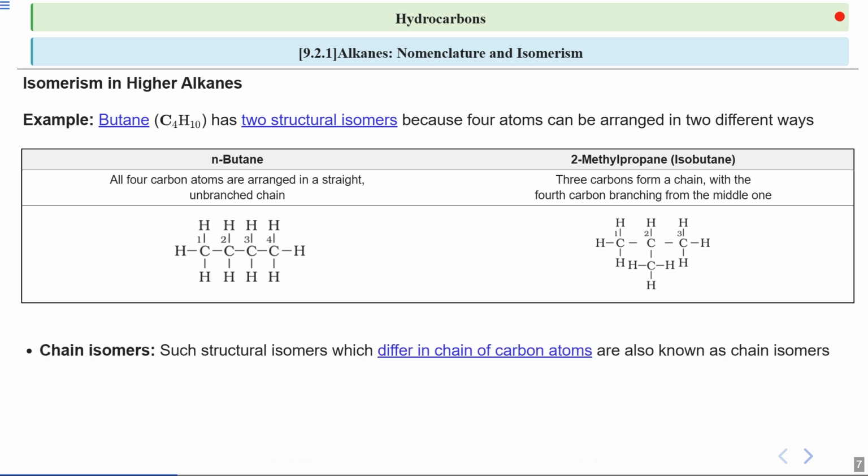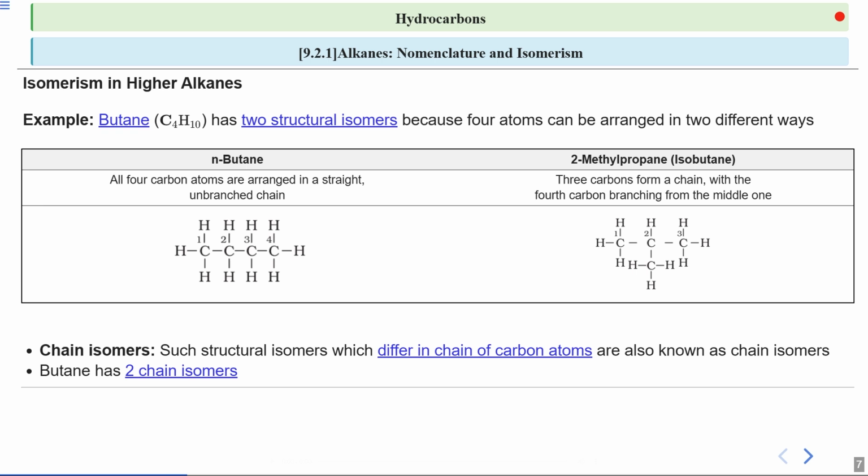Let us talk about now chain isomers. So chain isomers are a type of structural isomer where the difference lies in their carbon atom chain. This means that the carbon atoms are connected in a different way, leading to variations in the structure of the molecule. Specifically, butane has two chain isomers. If you see right in the above case, you have two kinds of chains possible.